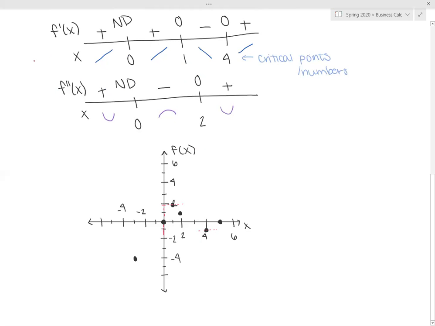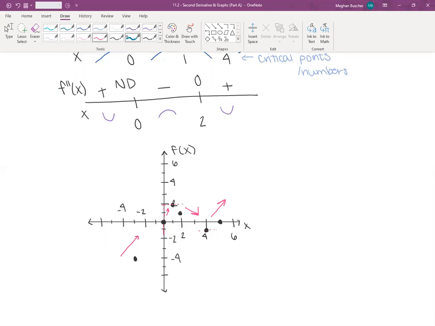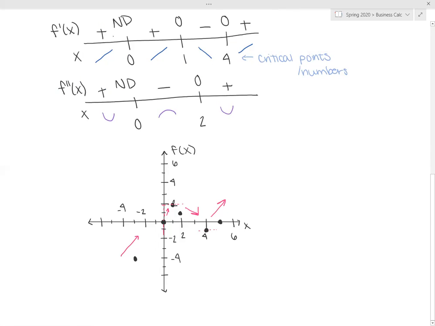From negative infinity to 0, we are increasing. Again from 0 to 1, increasing; 1 to 4, decreasing; and then 4 to infinity, increasing. So we're starting to be able to see our graph right there. And now with the concavity, the best advice that I can give you is to try to over-exaggerate if you can.